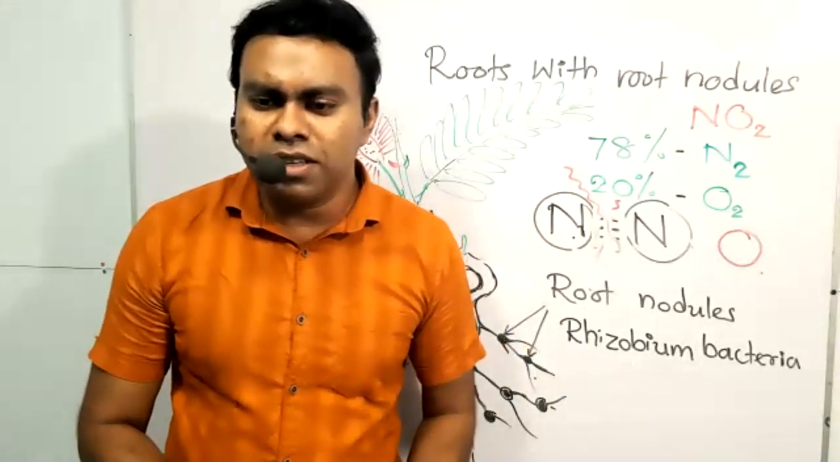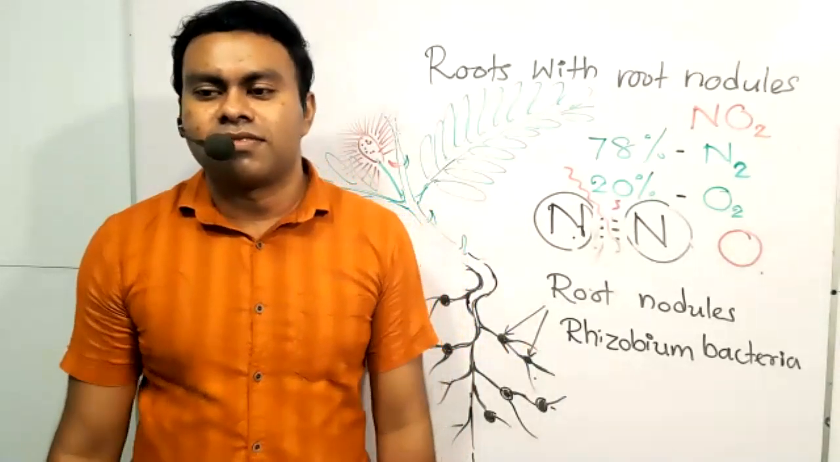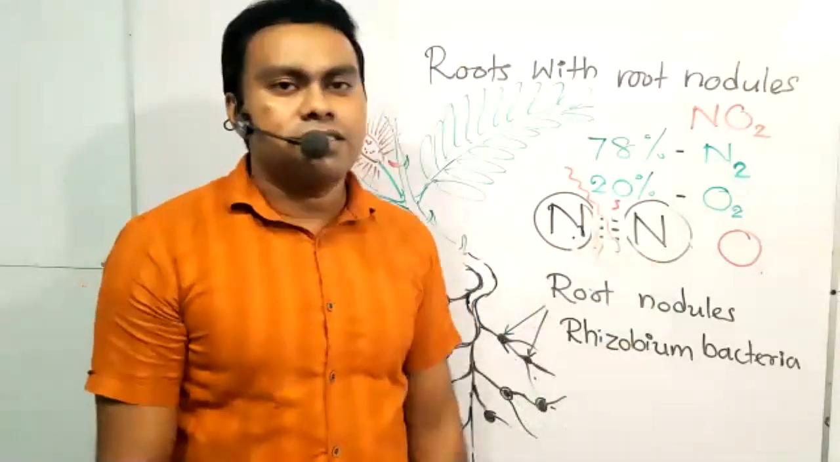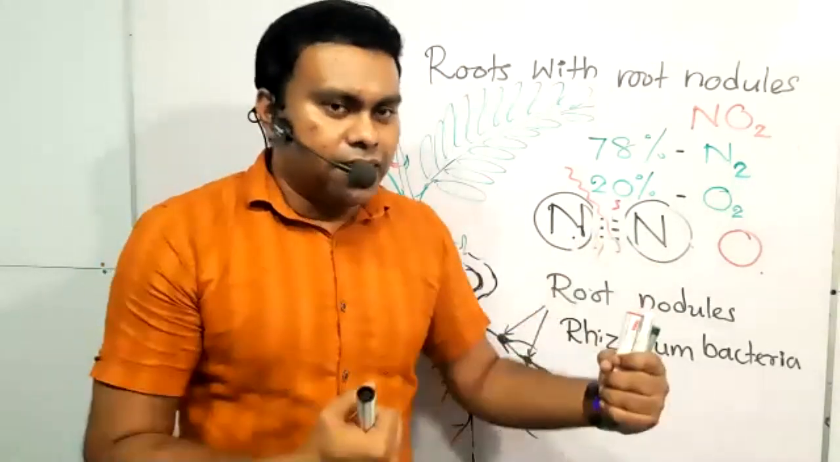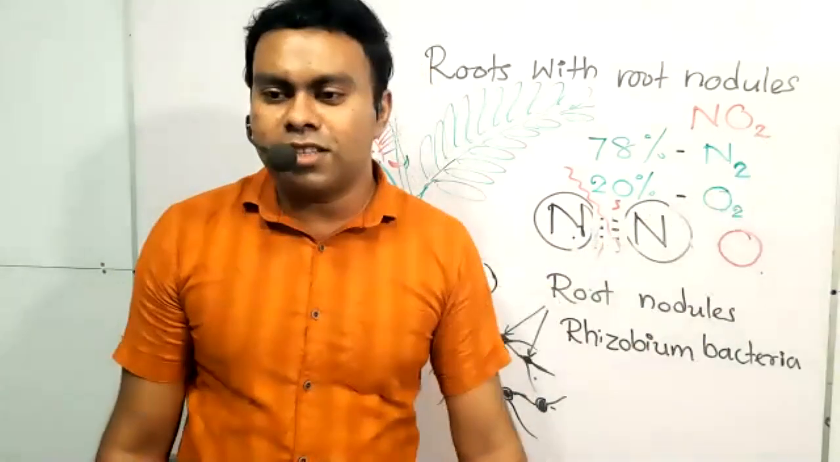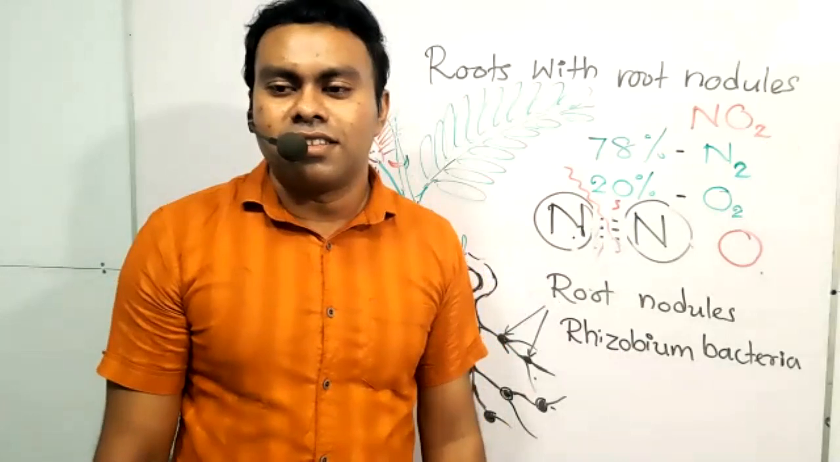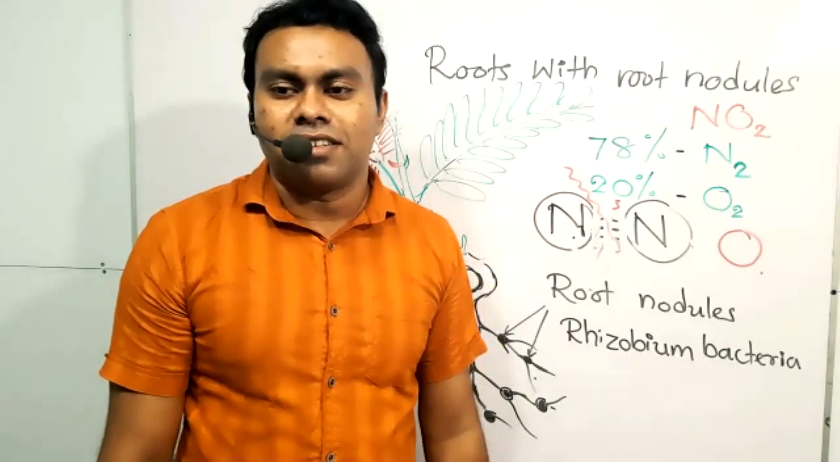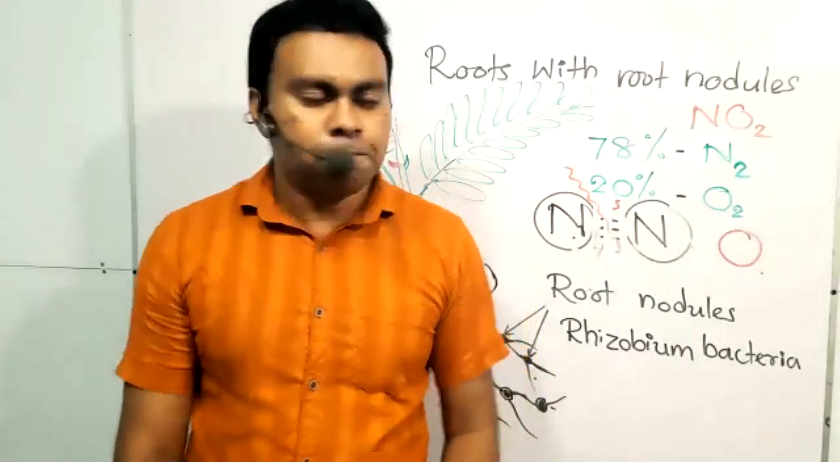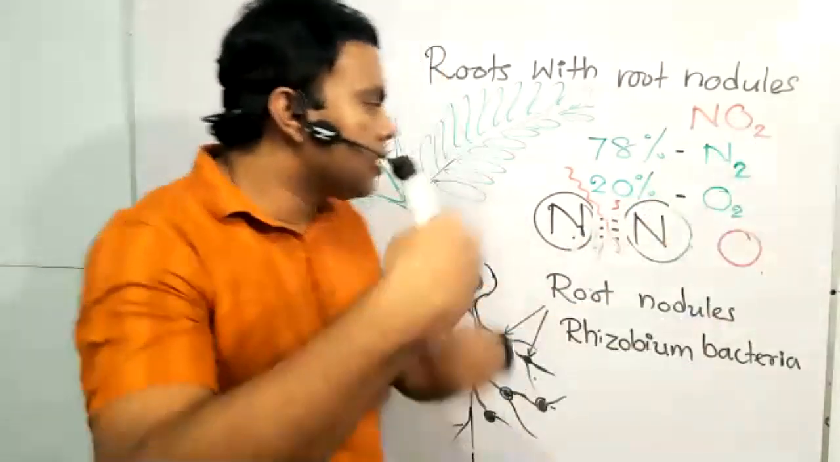Lashmika, can you hear me? Yes, sir. What happens when lightning strikes? Nitrogen separates and combines with oxygen. Then it is known as what? Nitrogen dioxide. Okay. So that dissolves in rainwater.